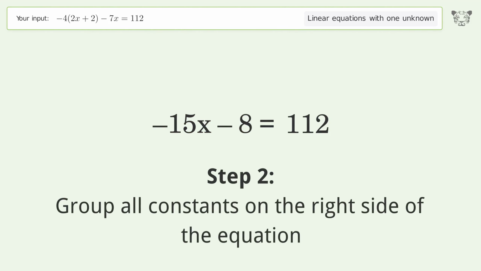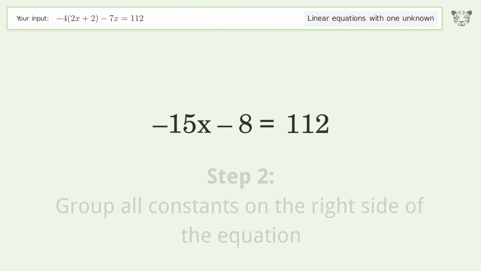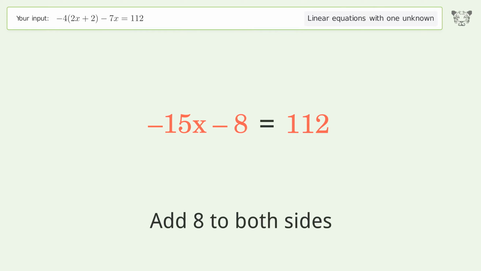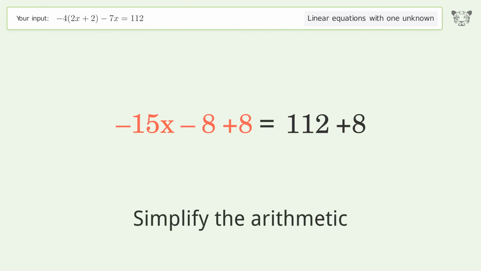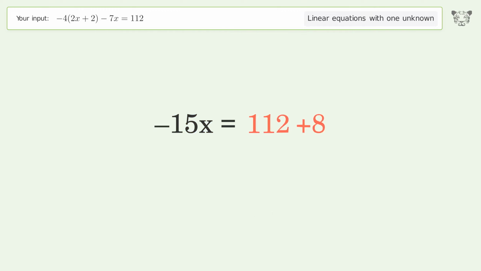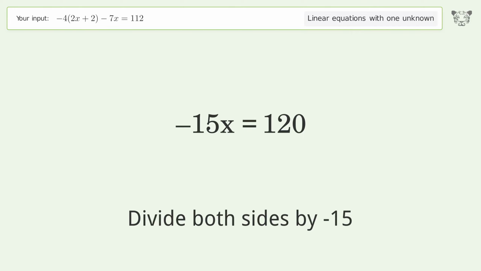Group all constants on the right side of the equation. Add 8 to both sides. Simplify the arithmetic. Isolate the x. Divide both sides by -15.